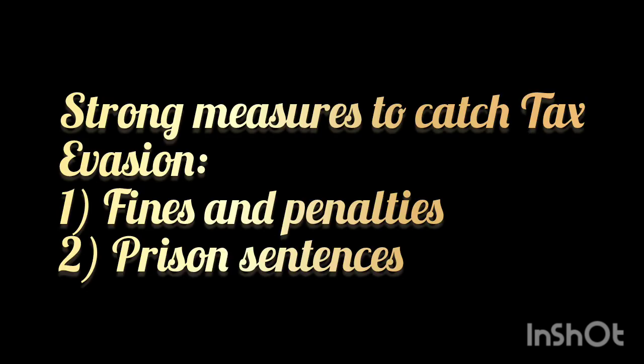Governments around the world have strong measures in place to catch tax evasion, including fines and penalties for those caught avoiding taxes. In extreme cases, prison sentences for individuals or businesses caught evading taxes. Take the case of Al Capone, the infamous gangster. He was eventually convicted for tax evasion, not his other criminal activities. This shows just how seriously tax evasion is taken by governments.